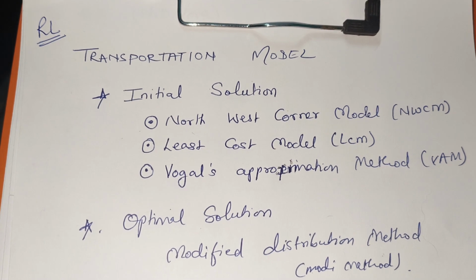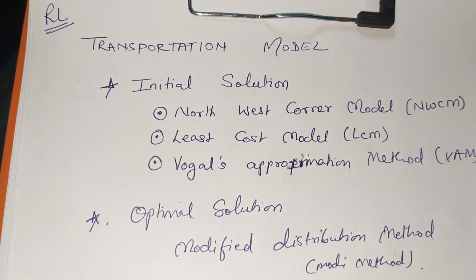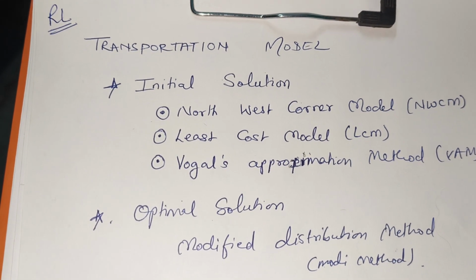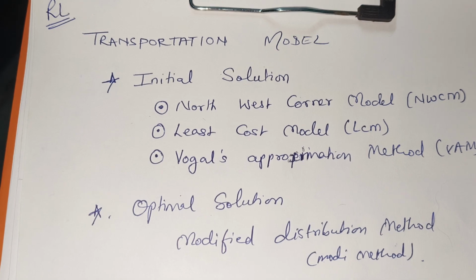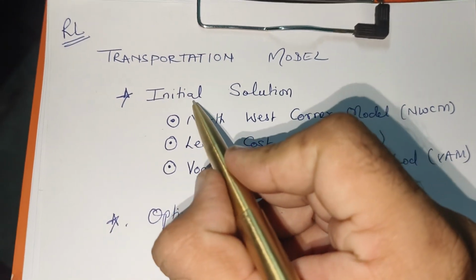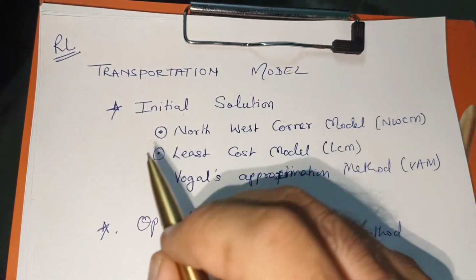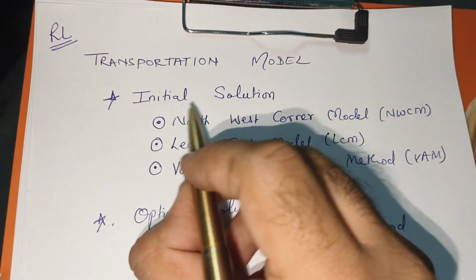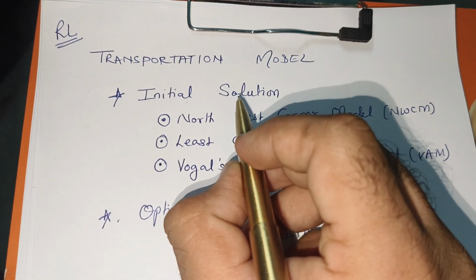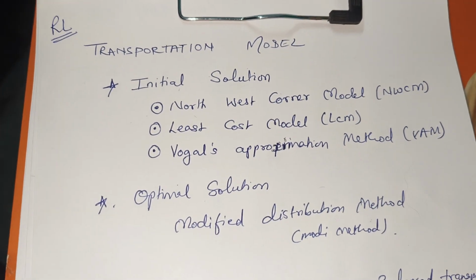Today we are going to learn transportation model. Yes, one of the best chapters in operation research, and sometimes students feel it's difficult, but actually it's not difficult. So in transportation model we have to remember that there are two types of cost we are dealing with. First we are finding an initial solution, and once the initial solution is found, we are checking whether that solution is optimal or not.